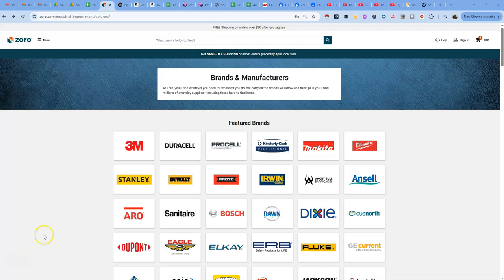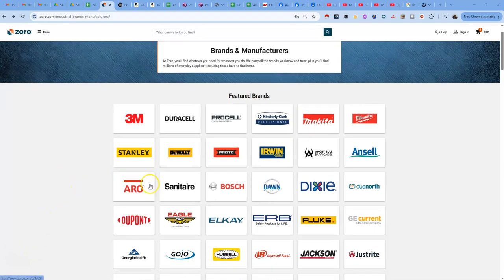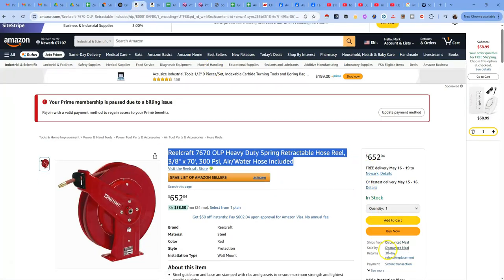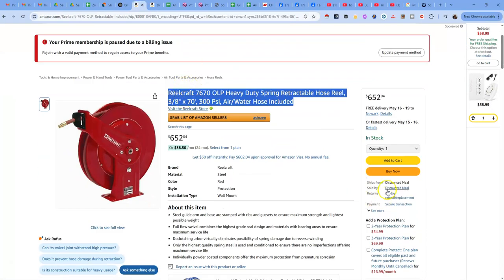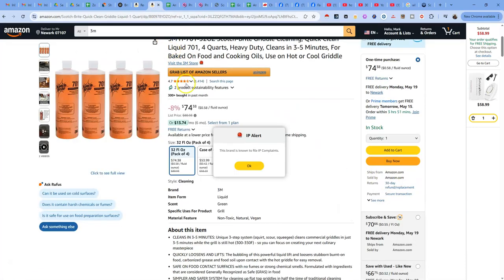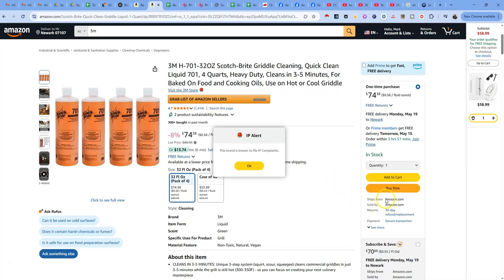There's a new way to determine if brands from various suppliers are sold by third-party sellers, such as this brand, Realcraft, which you can see is being sold by a third-party seller, versus brands that tend to be sold directly by Amazon.com itself, sold by Amazon.com. This brand is also known to file IP complaints, which is another issue. And there's a Chrome extension that I'm using to determine that.